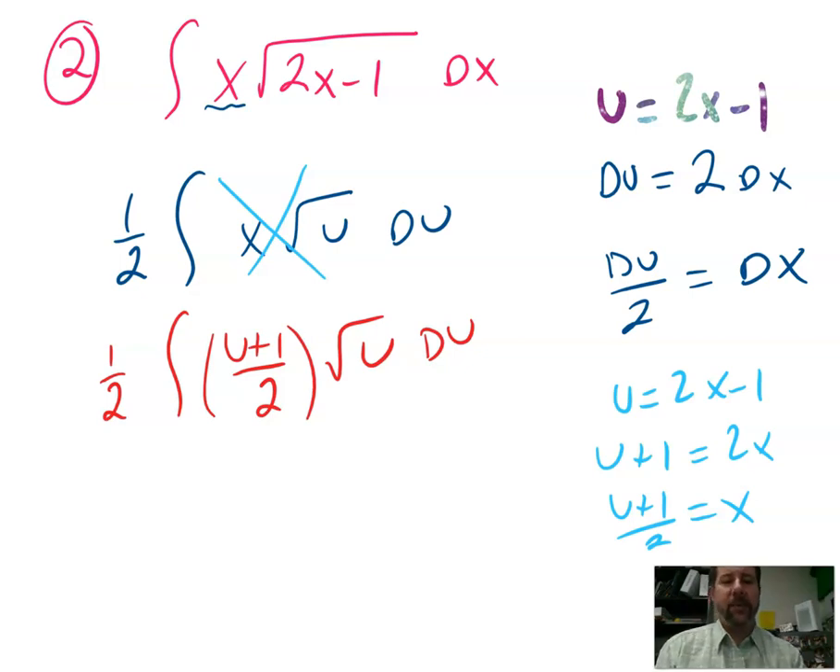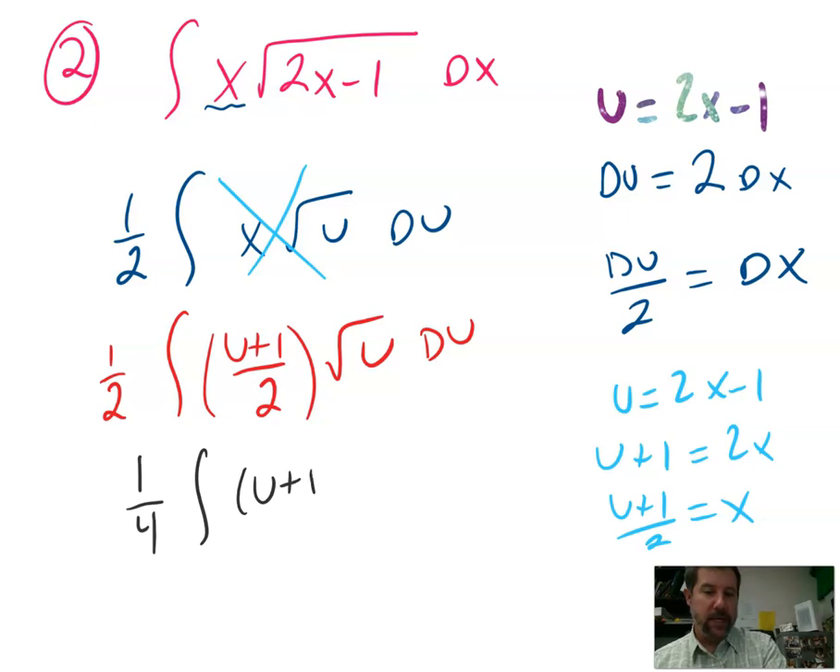Okay, so as part of the simplification process, this u plus 1 over 2 is really like 1/2 times u plus 1. So we can pull this 1/2 out to the very front. And so 1/2 times 1/2 is 1/4. I can pull that out. And then we have u plus 1 now times the square root of u du. But that way I've gotten rid of that fraction part, so that's a little less ugly.